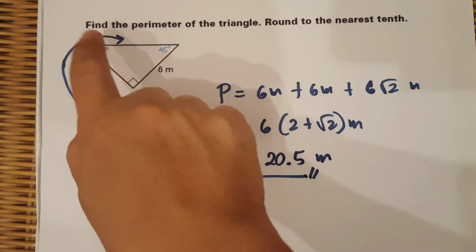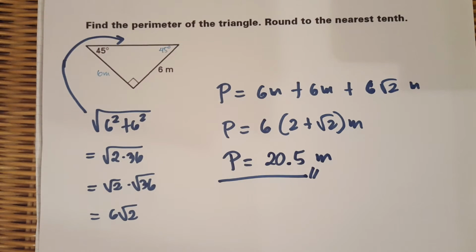So we're lucky this is a 45-45 triangle. This was easy. We can even use the theorem for a special right triangle like this. You don't really have to do that. Just remember that all you have to do is find all the sides of the triangle in order for you to find its perimeter.